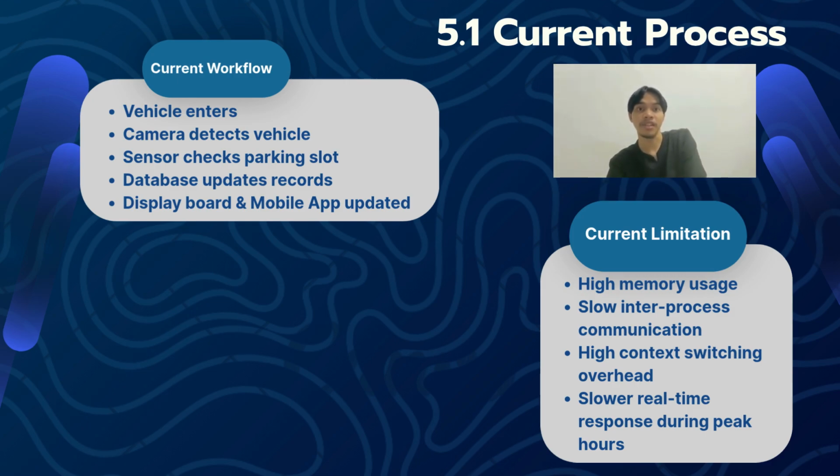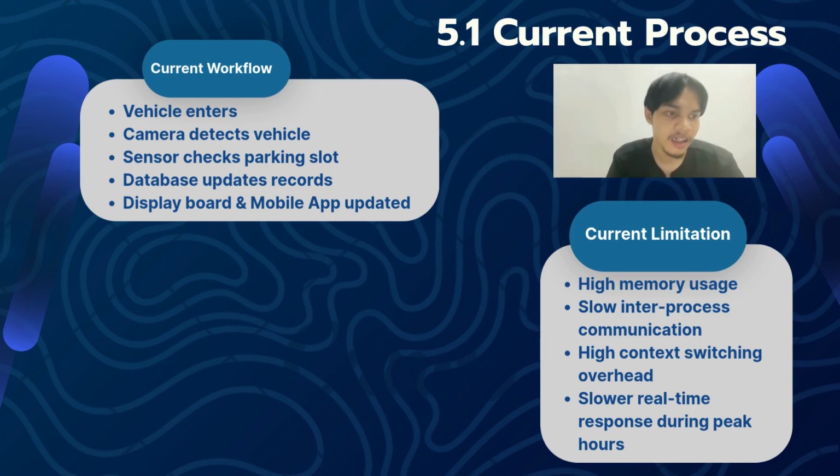Next is the current process running in the smart parking system. So firstly, we are going to go through the current workflow of the system. First, when a vehicle enters the parking spot, the camera will detect the vehicle and capture its information. Then, the sensor will activate to check whether the parking spot is occupied or not. After that, the database will update that information, and it will be displayed on the mobile app board.